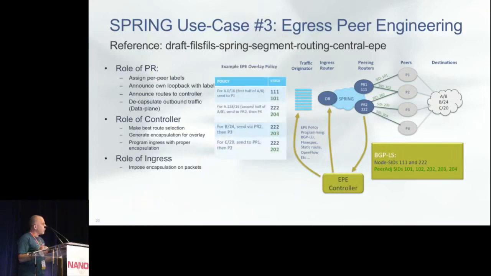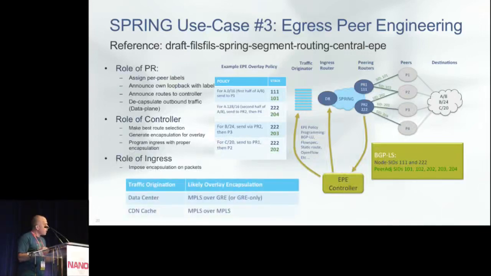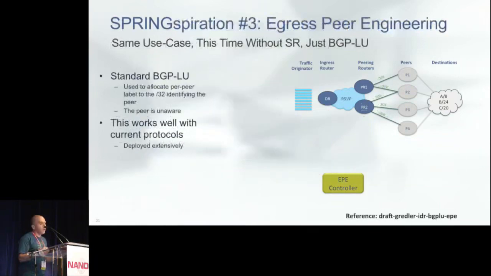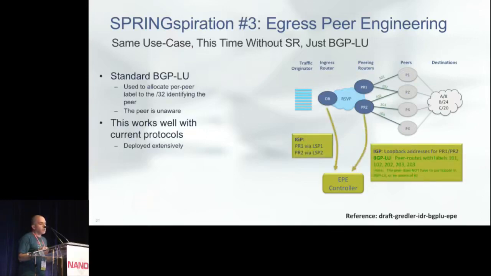And the end result of that whole thing is that I can create this steering policy that in this example allows me to split that prefix A/8, for example, into two /16s and send them different ways, and also dictate where B/24 is going to go and C/20 is going to go. The same thing can be done, and has been done, with BGP labeled unicast. The same concept remains, just the protocol changes.